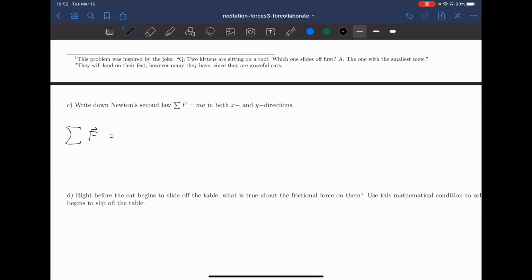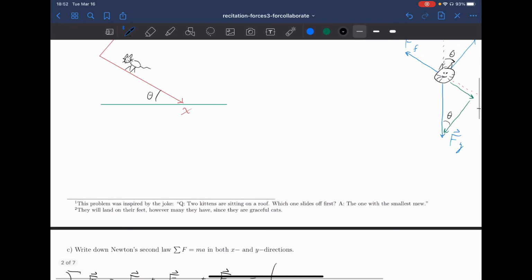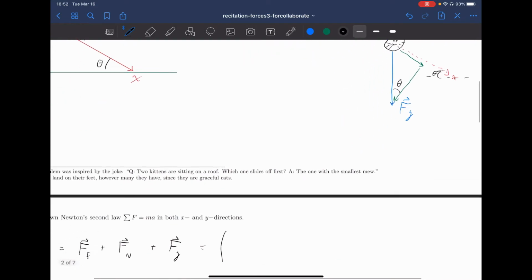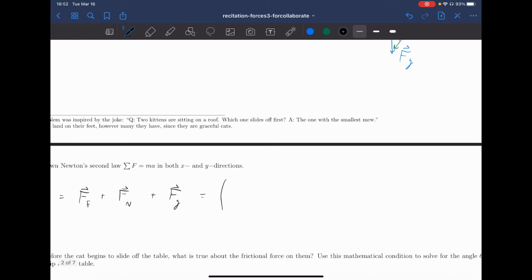So this is just so we have the friction force plus the normal force plus the gravitational force. So now we can write these out as vectors, like so. Right. So the frictional force only had a component in the negative x direction. So we can write that out as such.